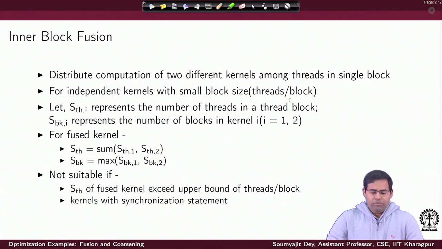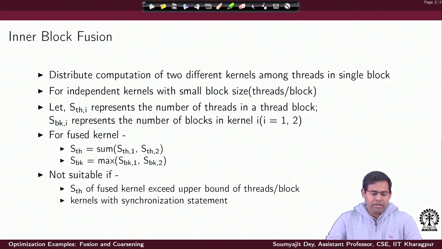So, if we just summarize it, essentially we will distribute the computation of two different kernels among the threads in a single block. For independent kernels with small block size or threads per block, this is a good idea. Why? Because in case the sum of the threads per block for the kernels add up and cross the upper bound, then I cannot really do an inner block fusion, right. So, this is a good idea for independent kernels with small block size, right.